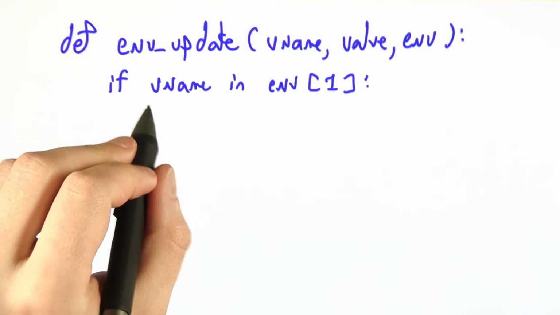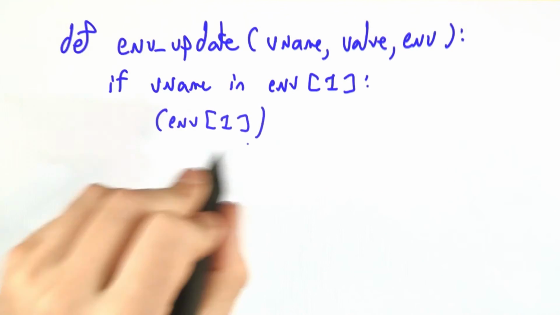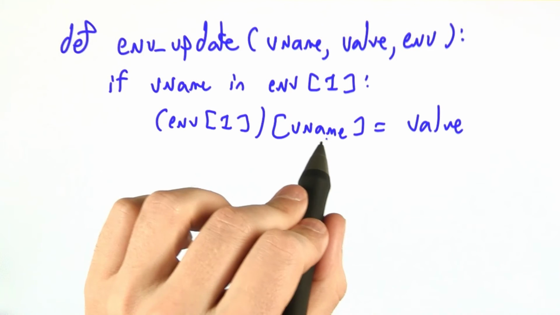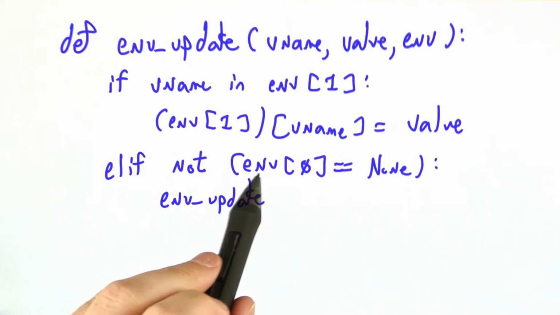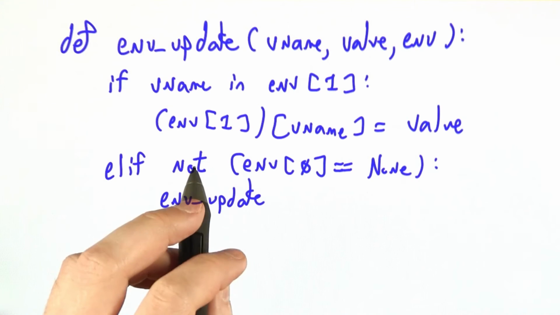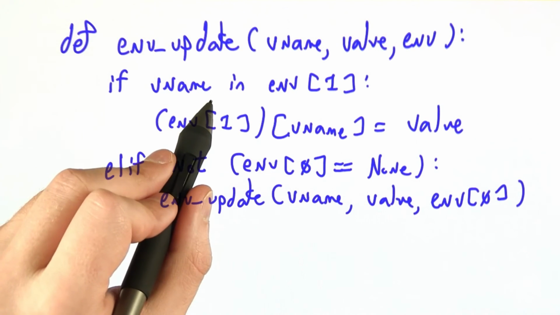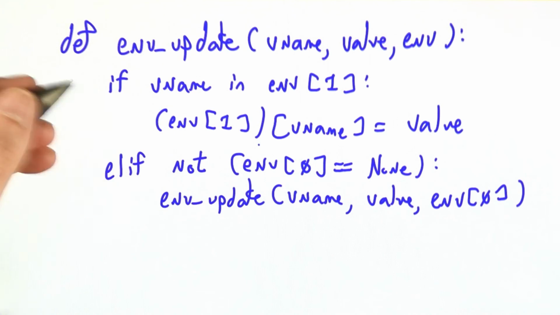If we already have a binding for this variable name, then we'll just change that binding. This is a dictionary, and here I just updated the value that corresponds to vname in that dictionary. Otherwise, if I'm not the global environment, I can ask my parents to store the value for me. If I am the global environment and I didn't define your variable, then this is problematic. We should have allocated space earlier.